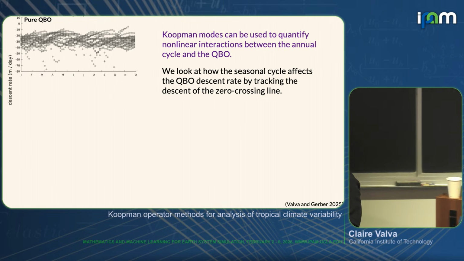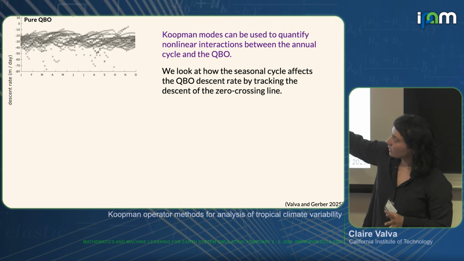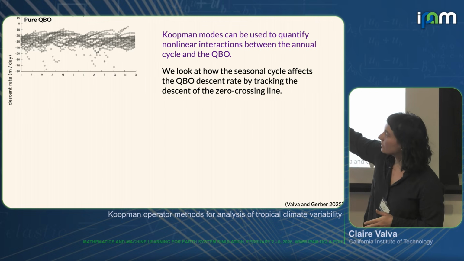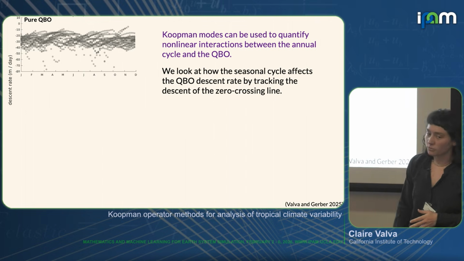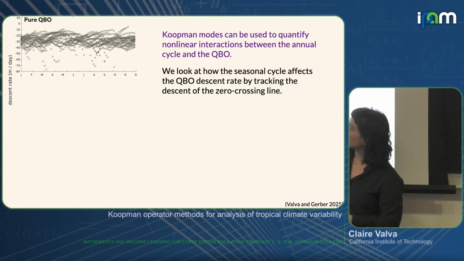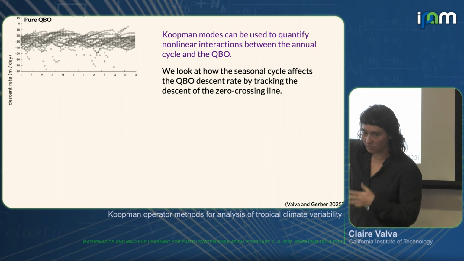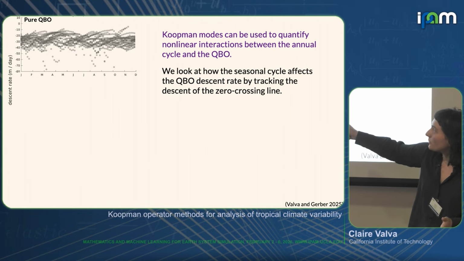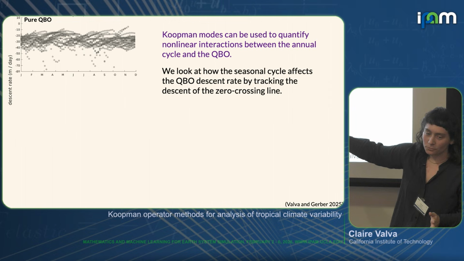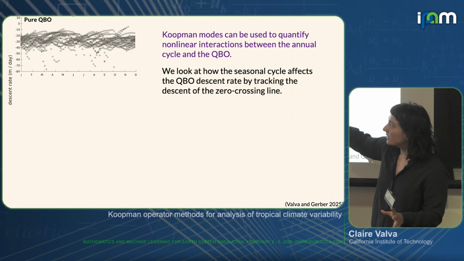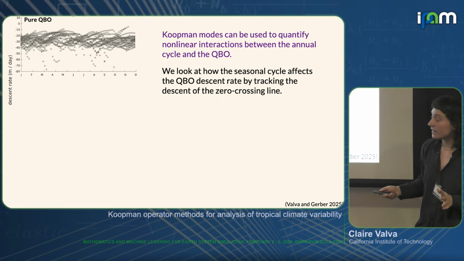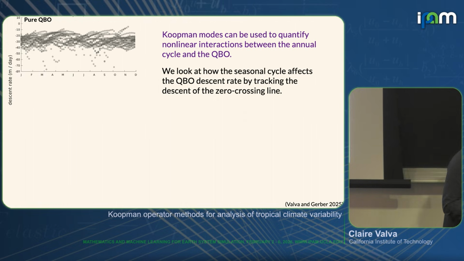I've plotted that on the upper left here from our pure QBO mode, where on the x-axis we have time, over the year, and on the y-axis we have this descent rate in meters per day. So something very low will be a very fast descent, something high will be a slow descent. What you'll notice in our pure QBO, or I hope that you agree, is that there's very little variation that seems to be due at all to the annual cycle. We have kind of isolated it from the annual cycle.